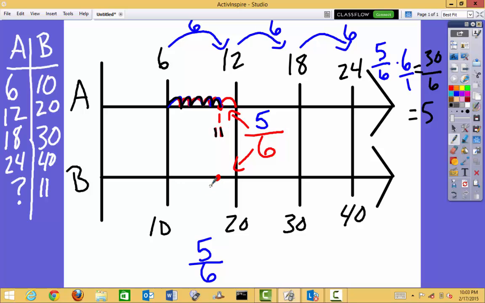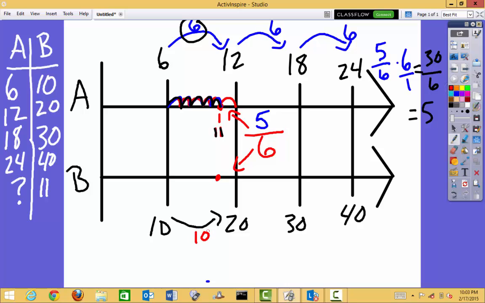But I'm not going to do 5 down here. Why is that? Well, because my whole is a different number. From here to here is different. From 10 to 20, that's not 6 anymore. So it's going to be a different number. From 20 to 30, that's not 6. 30 to 40, that's not 6. So I need to ask myself, how much am I increasing by each time? Well, each time I'm increasing by 10.